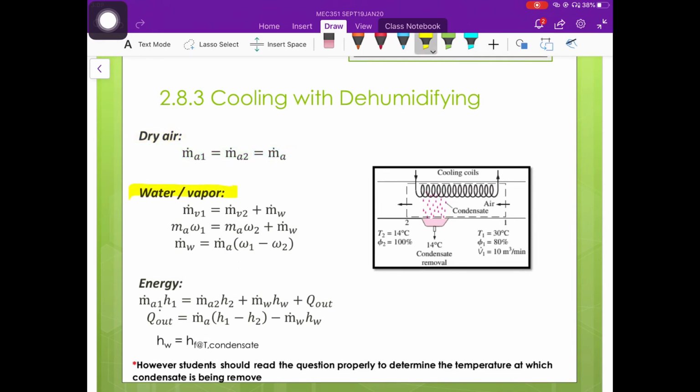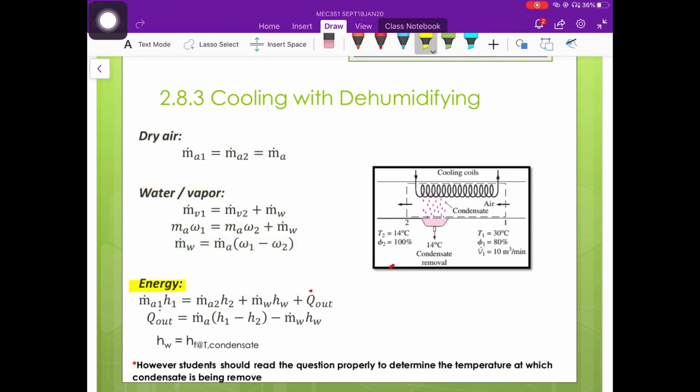For the mass balance of the water or vapor, from the conservation of mass, we will have this expression. The mass flow rate of the water vapor for the air entering our system is equal to the mass flow rate of the water vapor for the air leaving our system plus the mass flow rate of the condensation water. Now we are going to substitute m.v equal to m.a times omega. We can rearrange this expression to this equation.